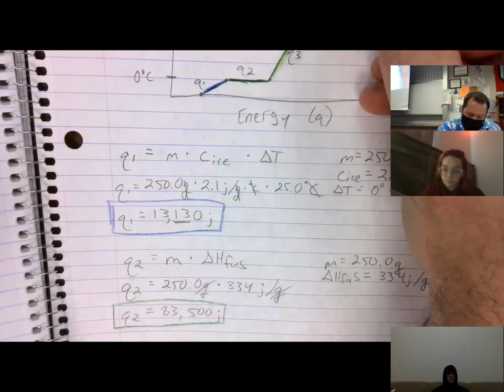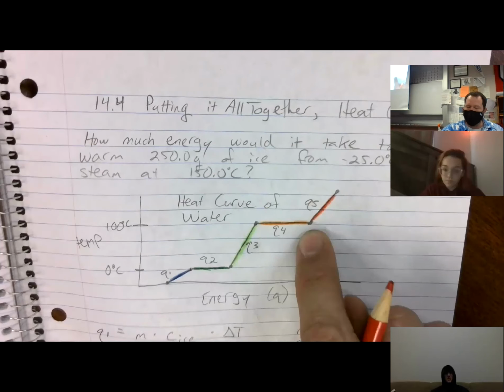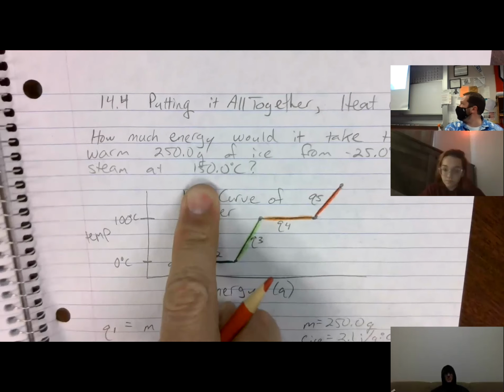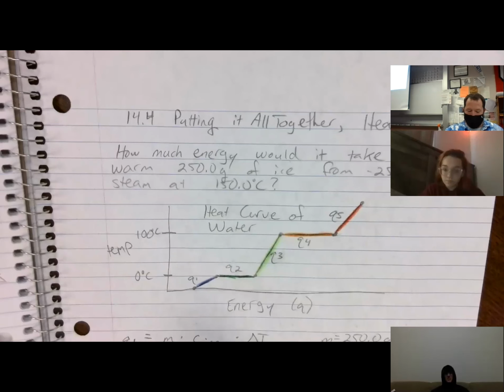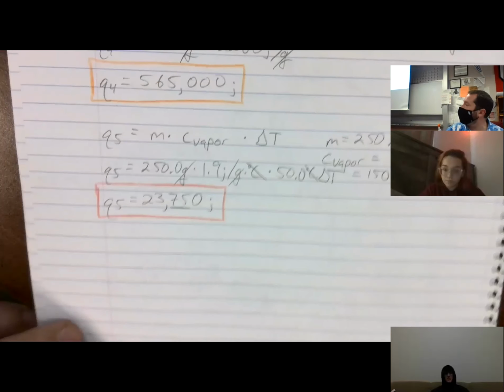So there's our last step. We have steam at 100 degrees, and we brought it up to 150 degrees, which is where the question told us to bring it up to. So there we have it, all 5 steps in our heat curve. And the final part is how much total energy is this?